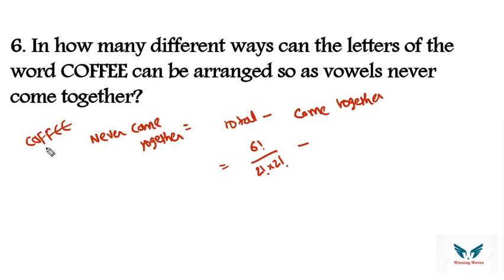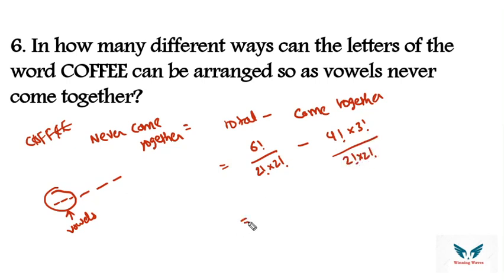So come together means total there are 3 vowels. 1, 2, 3. So consider these 3 vowels as a single unit. Okay. So out of 6, if 3 are finished, remaining 3 are left. Okay. So 4 factorial. Right. These 3 vowels can be arranged in 3 factorial ways. Right. And 2 E's are there as well as 2 F's are also there. So 2 factorial into 2 factorial. Simple. Then if I take the LCM, same 2 factorial, 4 will be the LCM. Okay. So 6 factorial.